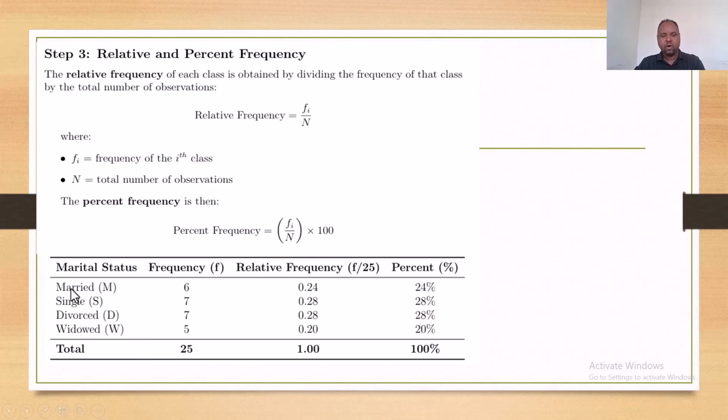For example, we have 4 classes. The first class has frequency 6. 6 divided by 25 is the relative frequency, 0.24. 7 divided by 25 is 0.28. This is the relative frequency. Likewise, 5 divided by 25 is 0.20. When we multiply this relative frequency by 100, we come up with the percentages, the relative percentages. This is nothing but the percentage frequency, the relative frequency multiplied by 100.